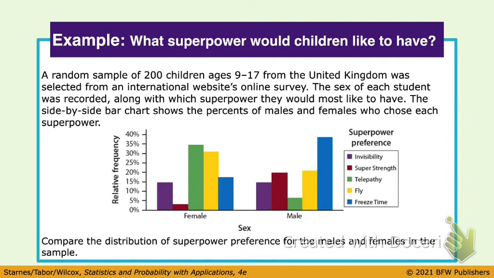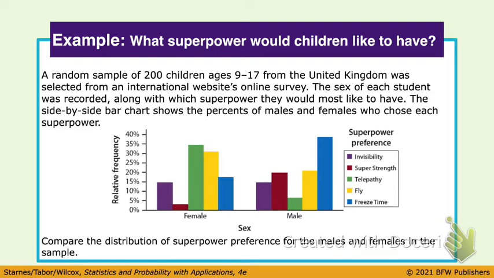Superpowers. Do you guys want some superpowers? A random sample of 200 children ages 9 to 17 from the United Kingdom was selected from an international website's online survey. The sex of each student was recorded along with which superpower they would most like to have. The side-by-side bar chart shows the percent of males and females who chose each superpower.